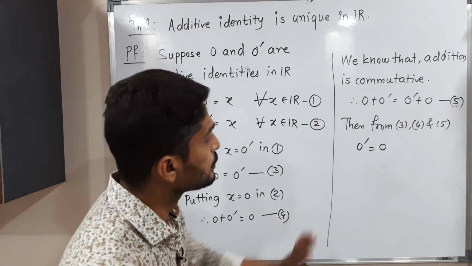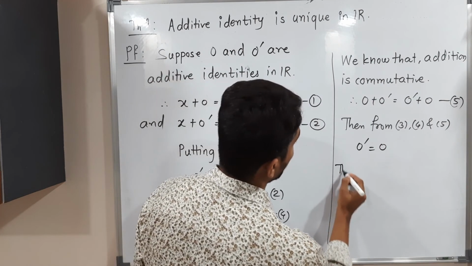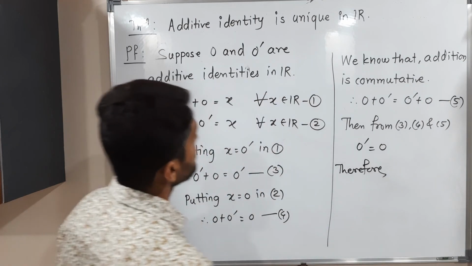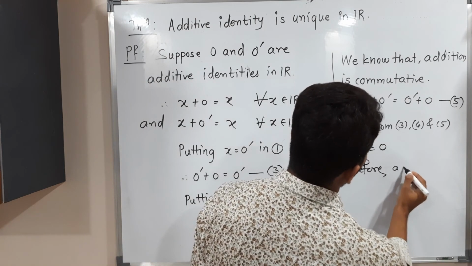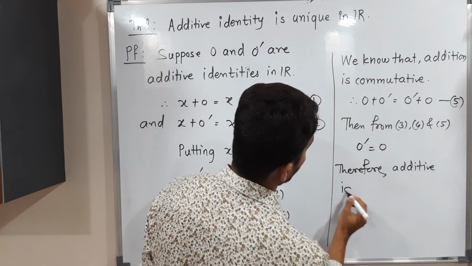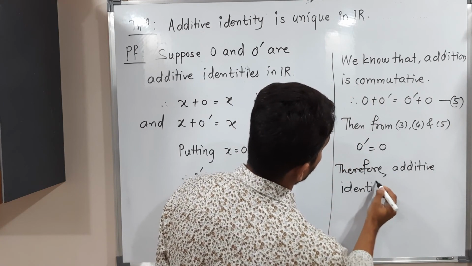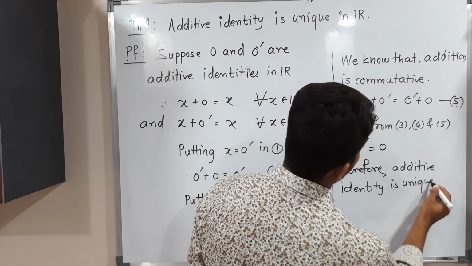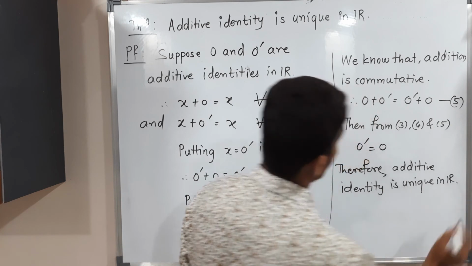So here we proved 0 is equal to 0 dash. Therefore, what can we conclude? Additive identity is unique in R.